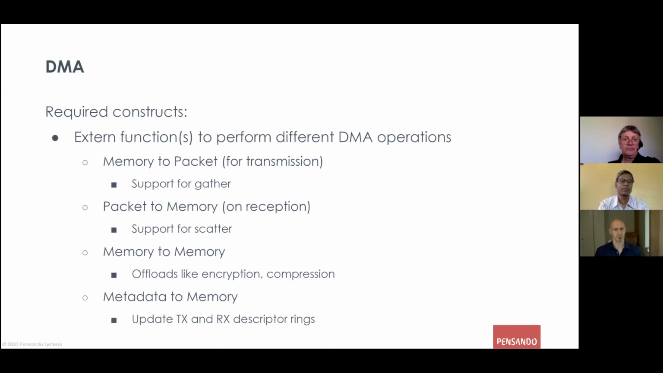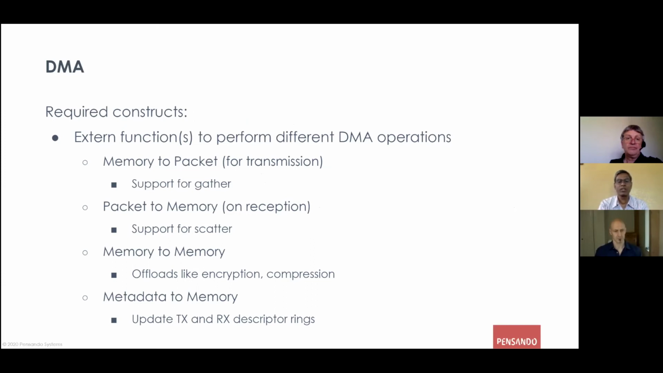is DMA. So DMA, you may want to DMA memory to packet. This is for transmission. And as I mentioned, you need support for gather, which means that you're not given a single buffer which you want to transmit. You're given n different buffers, and a segment that you want to send can actually straddle two buffers. So you want DMA memory to packet. Packet to memory is mostly for reception.